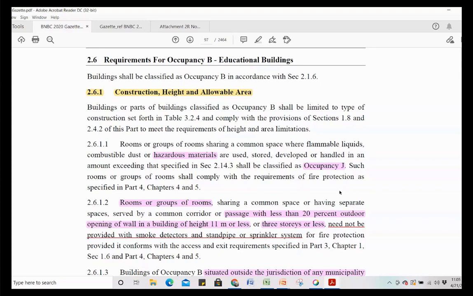So in that case, a particular project like a university, say for example, has something of a hazardous nature in its lab, and it cannot be the unseparated part of the main occupancy. It has to be separated and detached if the hazard situation is like that. So that is the basic idea here.